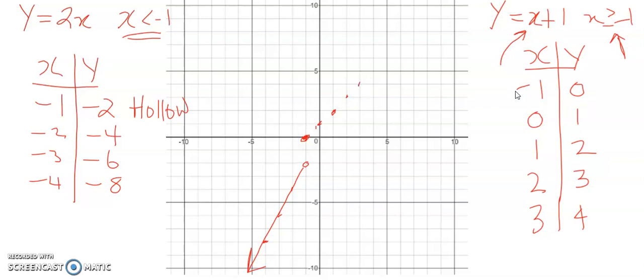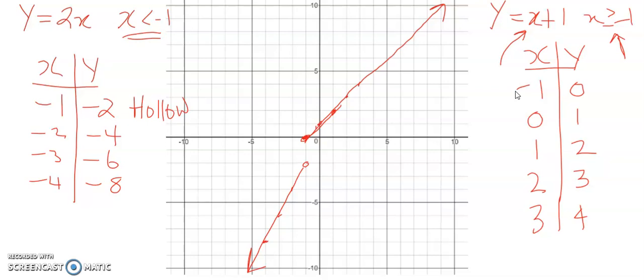Now, take your ruler. Make sure you use a ruler for this. And this piece of your line should look something like that. And again, that goes on forever on the other side. Now, notice that these two pieces, this is a piecewise function, don't touch each other. They don't intersect. And that's fine. That's absolutely okay. That happens a lot. Not to worry.